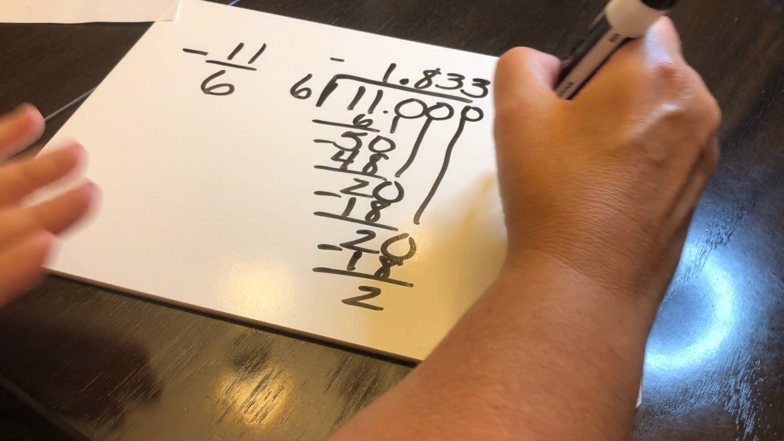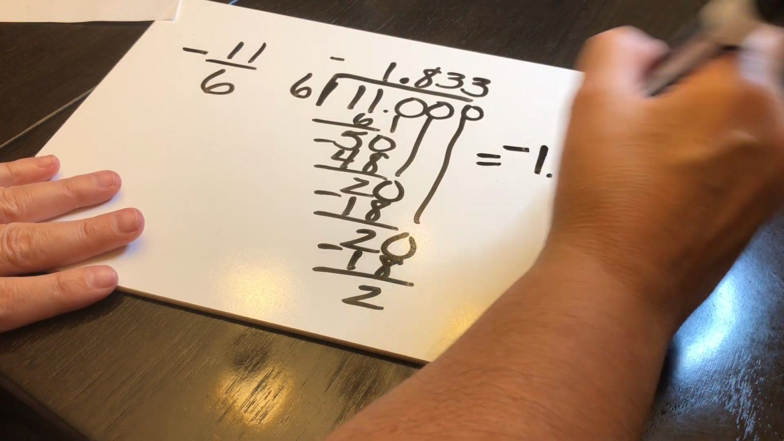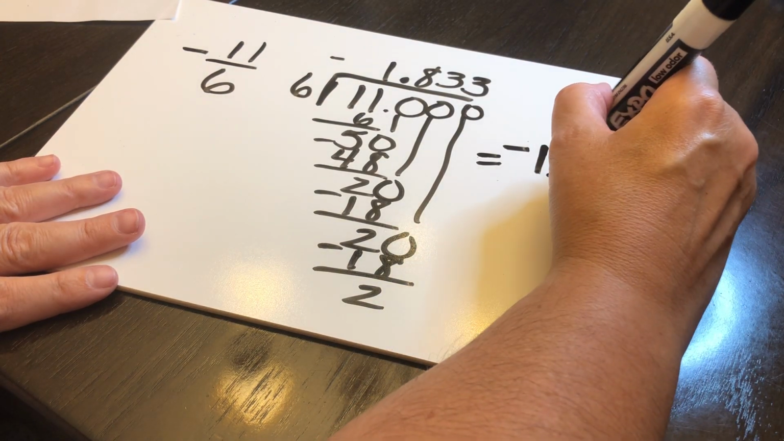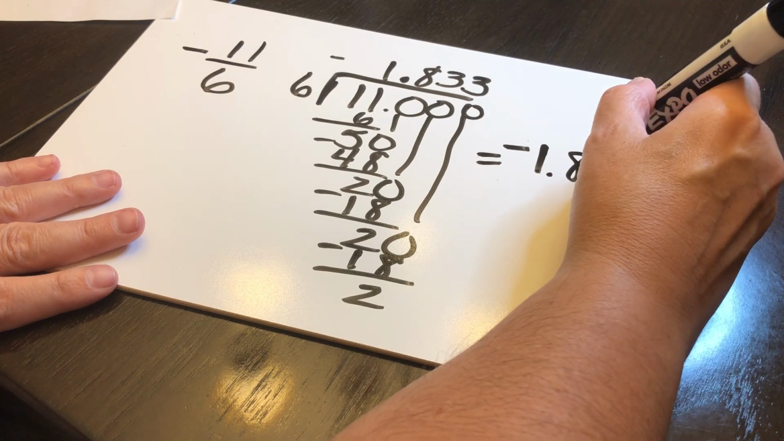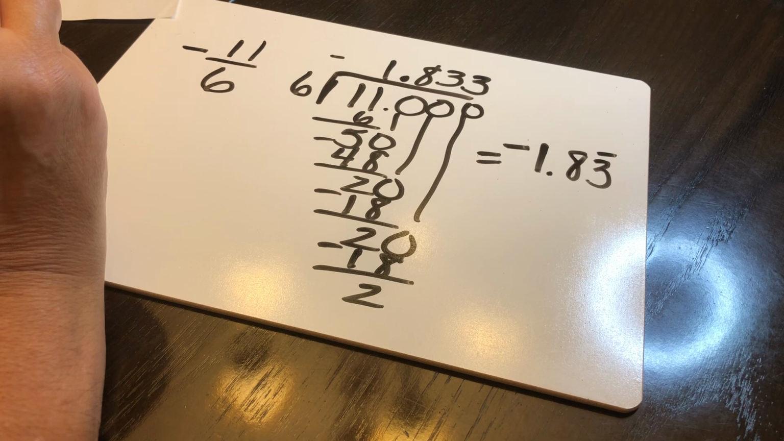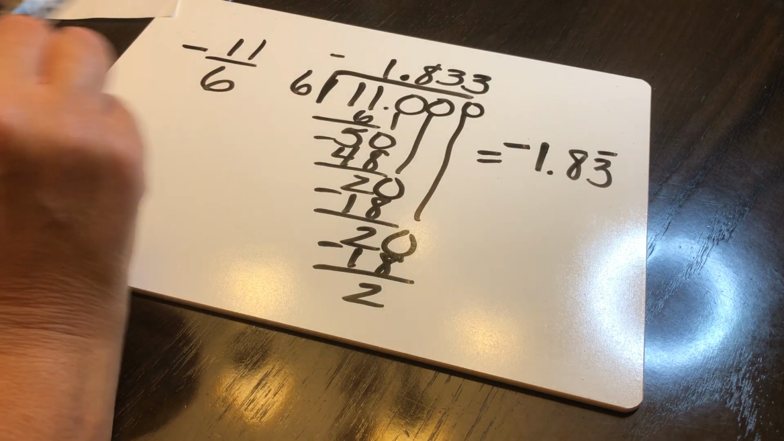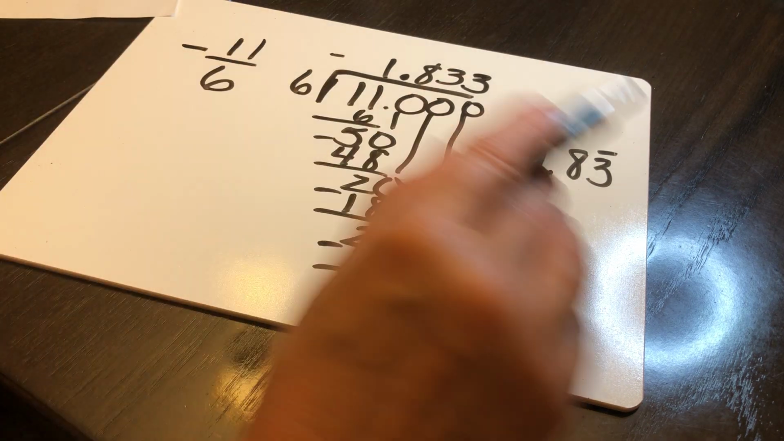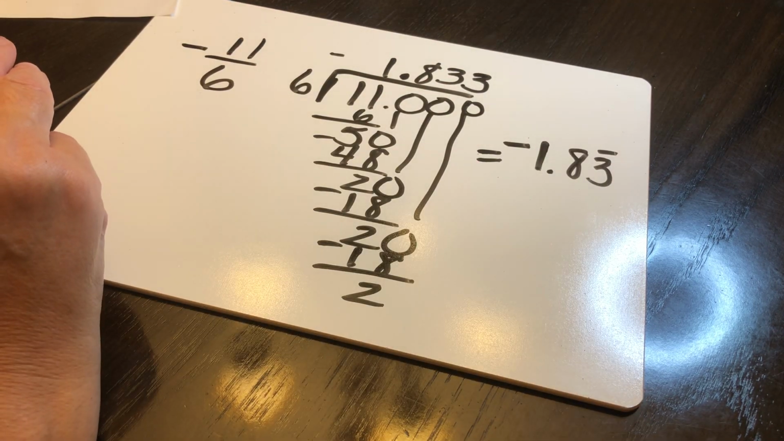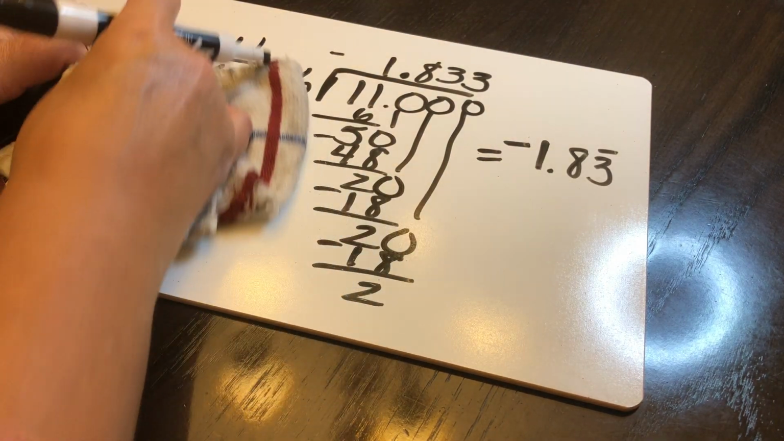So what would be the answer to this problem? It would be -1.83 with the 3 repeating. Now I wouldn't put 33, just the 3 is repeating, and I wouldn't put the repeater bar over the 8 because the 8 didn't repeat as well. Only my 3 repeated. So that's the way this one would properly be done.